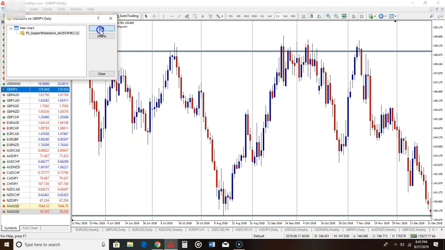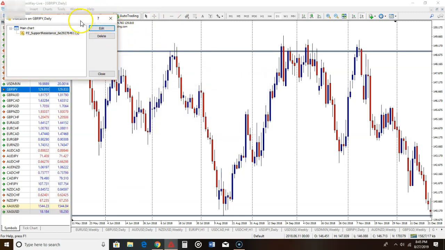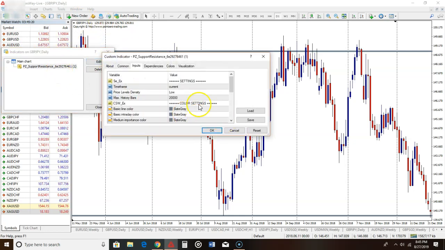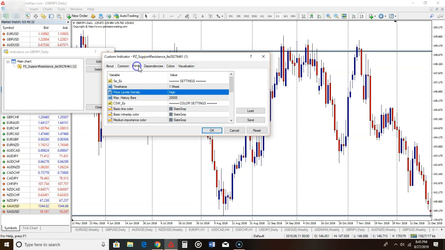This is how I set my indicators. So I'll go right here. Since I'm on the daily time frame, what I'll do is I'll go here and I'll load the time frame above. I'll set this to high, and I'll make sure I can see this on the daily time frame only.